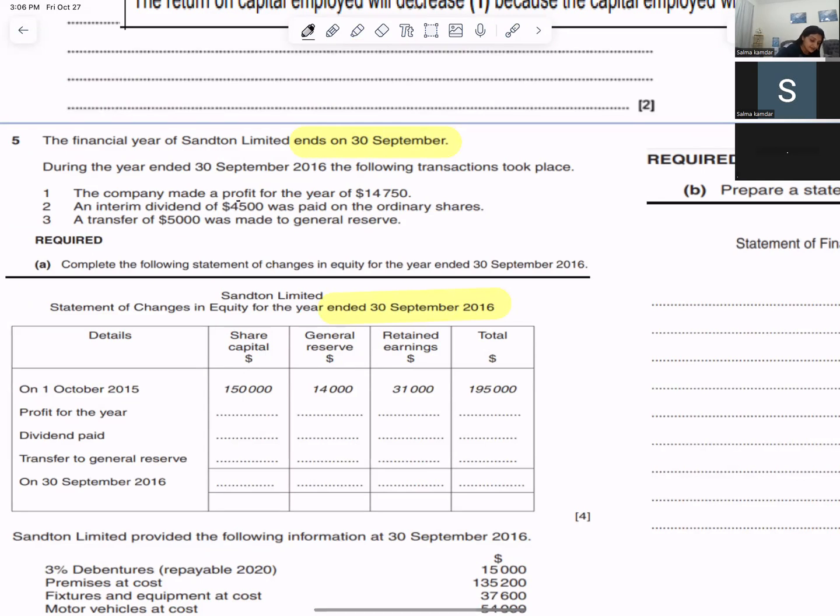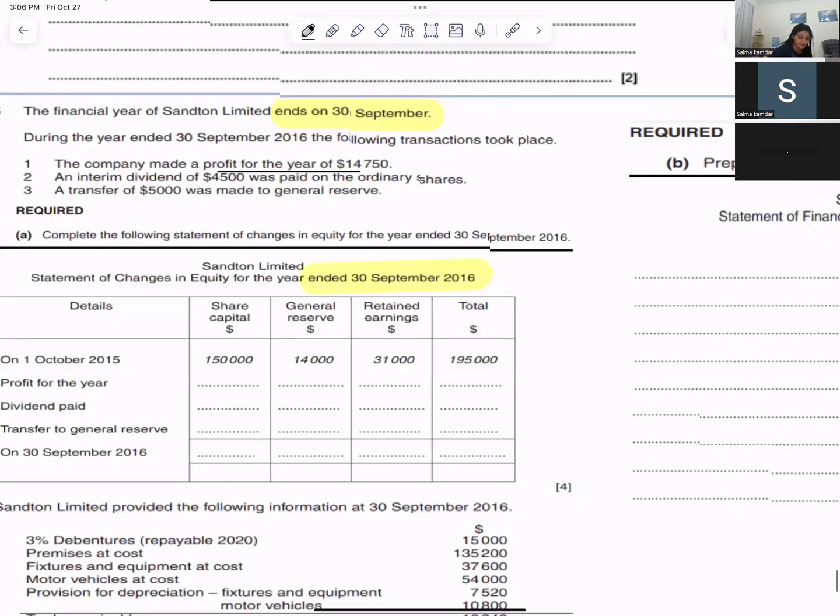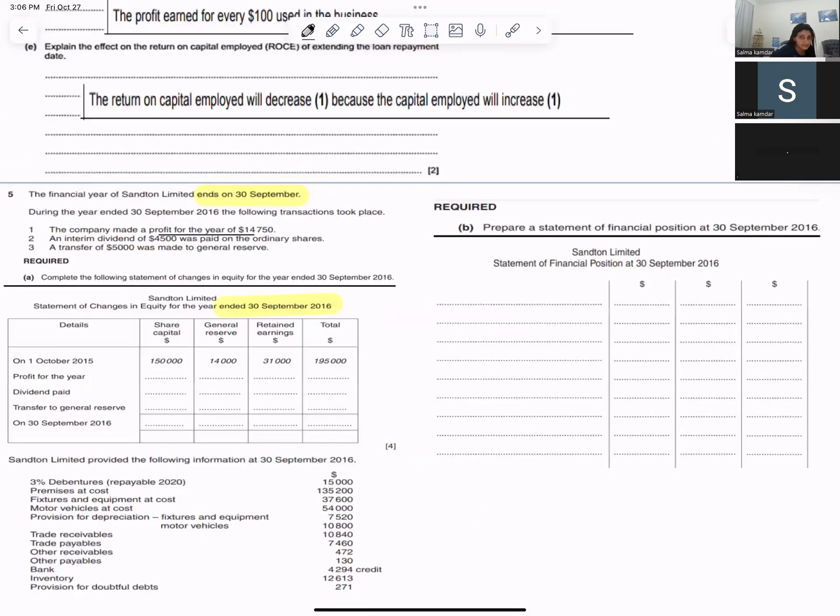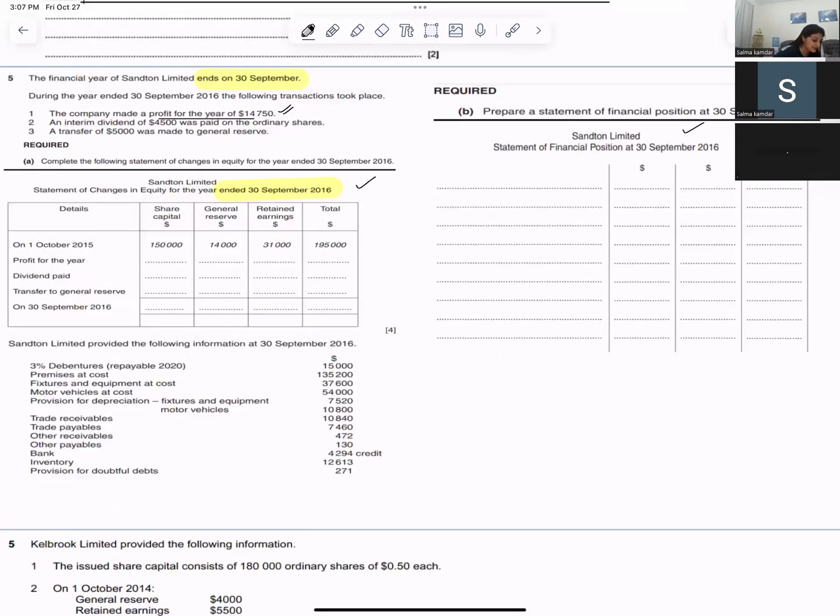The following transactions took place. First, the company made a profit for the year of 14,750. Stop. Profit for the year. They've asked you to prepare two things: the statement of changes in equity and the statement of financial position. Profit for the year will come at two places. What are the two places where your profit for the year will come?